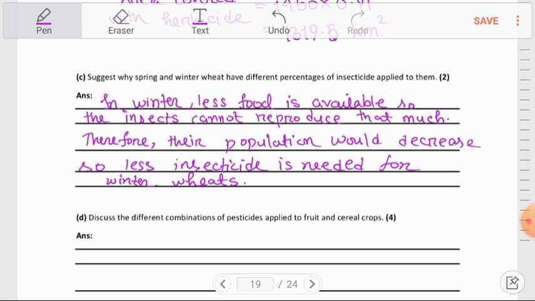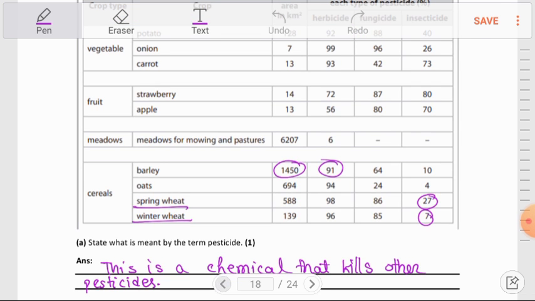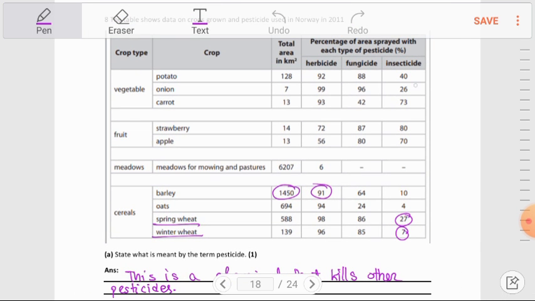Moving to part D, discuss the different combination of pesticides applied to fruit and cereal crops. So again, this is a discuss part question. That means we need to write points for the investigation and we need to write points against the entire investigation. So let us first find out the things that are different between the pesticides applied for fruits and cereal crops. So the pesticides are herbicide, fungicides and insecticide in total. Now we need to compare between the cereals and fruit crops.